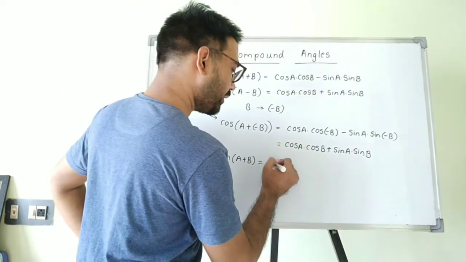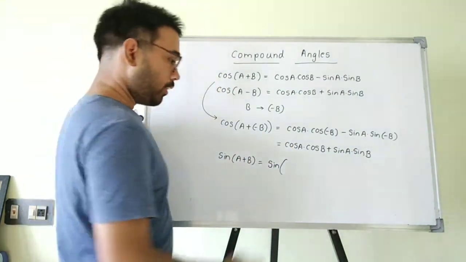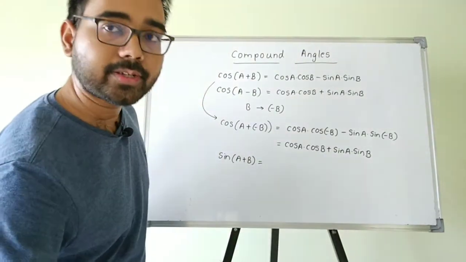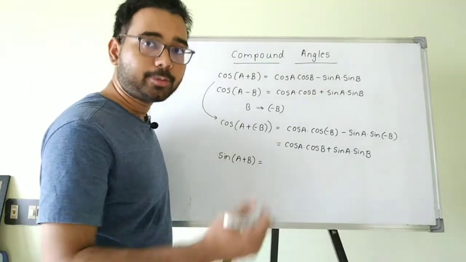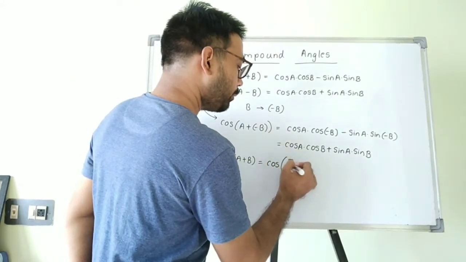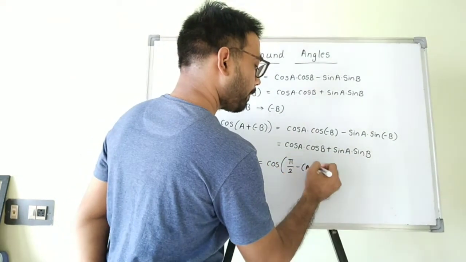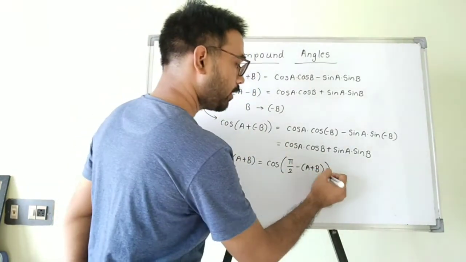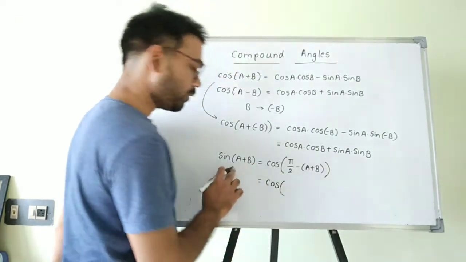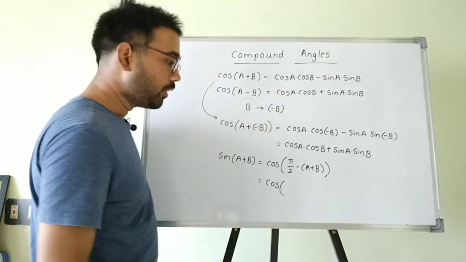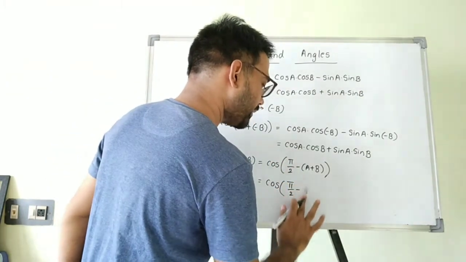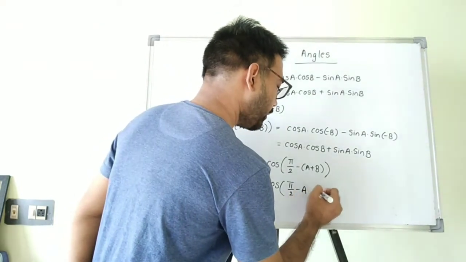So sin of A plus B, we can convert it to cos, right? We know sin theta is equal to cos of pi by 2 minus theta. So we can use that here. So cos of pi by 2 minus of A plus B. I am modifying it slightly, because we know sin theta is equal to cos of pi by 2 minus theta. So this is going to be cos of pi by 2 minus A, minus B.